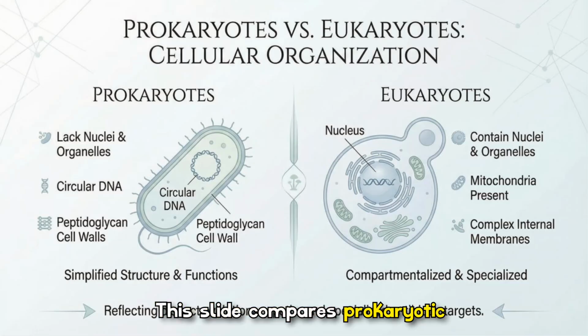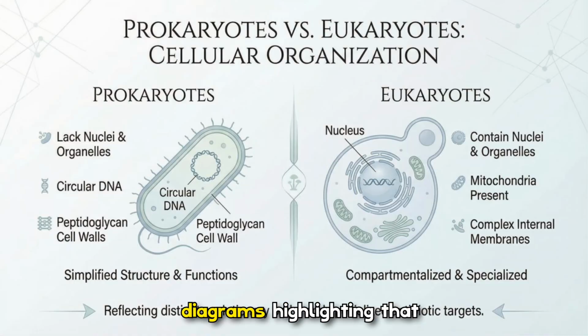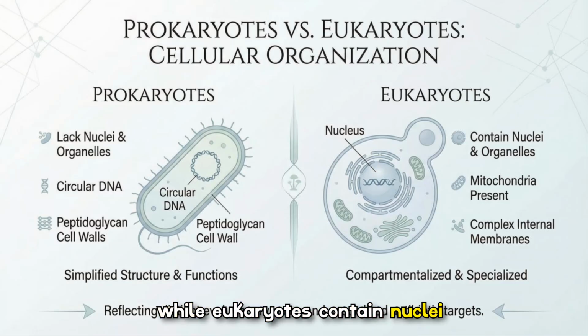This slide compares prokaryotic and eukaryotic cellular organization using side-by-side diagrams, highlighting that prokaryotes lack a nucleus and compartmentalized organelles while eukaryotes contain nuclei and specialized internal membranes. These structural differences shape function, evolution, and how antibiotics target unique features of microbial cells.